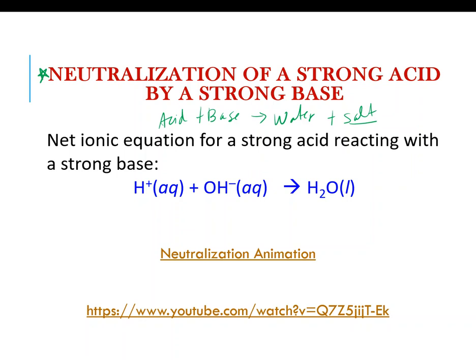So the net ionic for a strong acid reacting with a strong base is always the hydrogen reacting with the hydroxide to produce 1 mole of water. That's always going to be the net ionic when they're talking about a strong acid reacting with a strong base. Like I said, weak is a totally different situation, and we'll look at that later. For right now, though, I want to show you the animation, which shows you the particular model diagram. It's a very good representation of figuring out what's doing what, and we're going to look at the neutralization of the strong acid, strong base reaction.